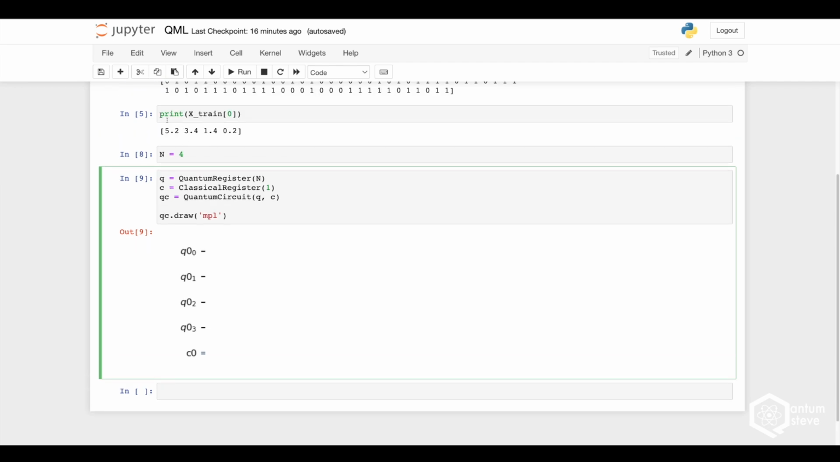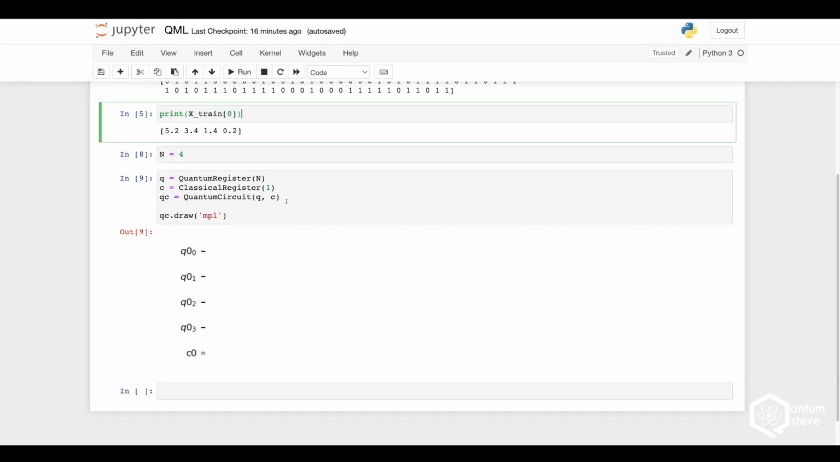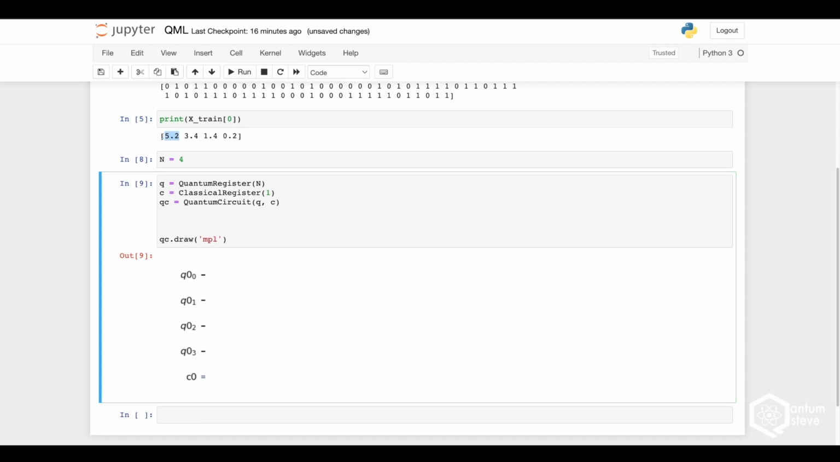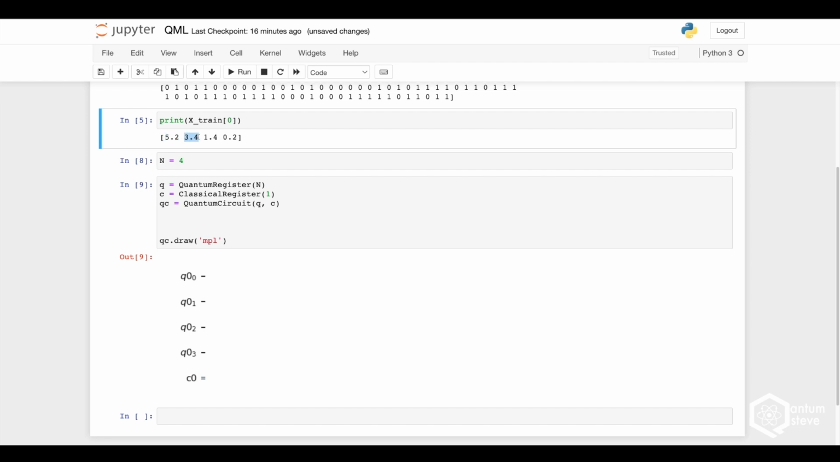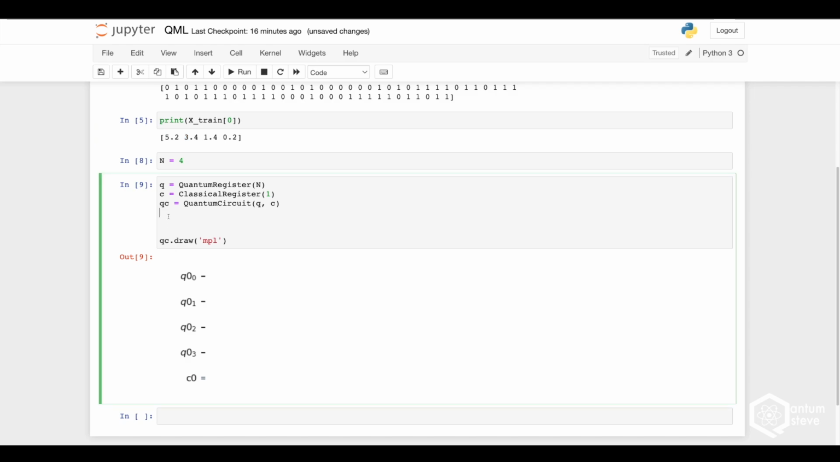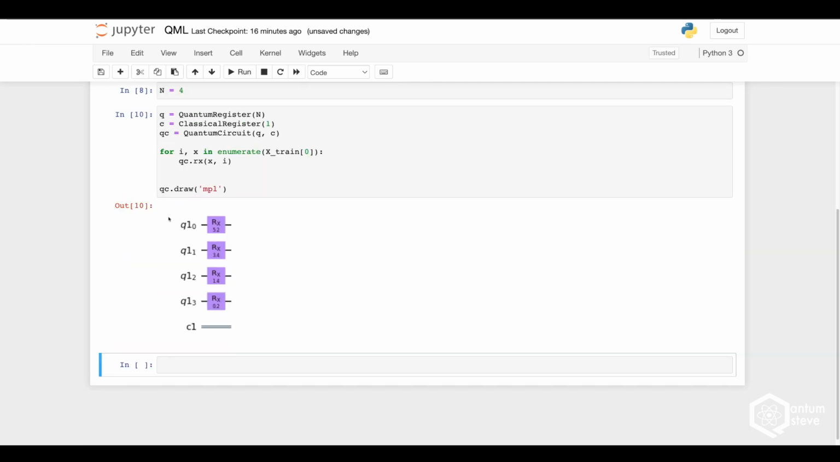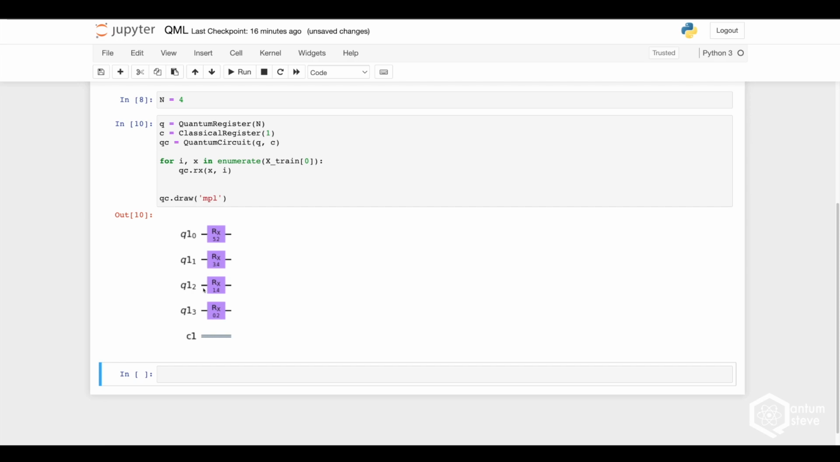And so to get those numbers onto the quantum circuit, I'm going to do a very simple trick. I'm just going to be rotating the qubits around by these angles. So the first qubit is going to be rotated by this 5.2, the second one by 3.4, so on and so forth. So let me just write this out here. Alright, so as you can see, this rotates the qubits, and this then encodes those classical numbers onto the qubits.